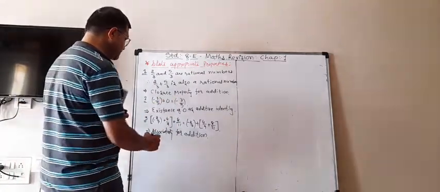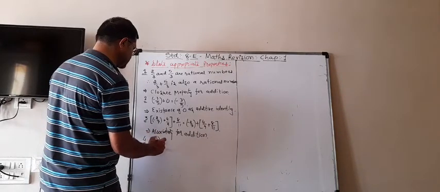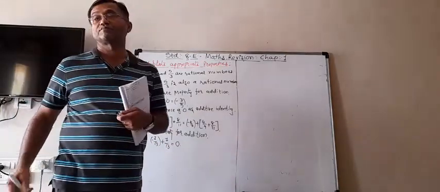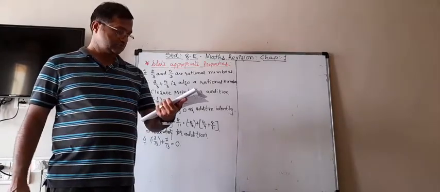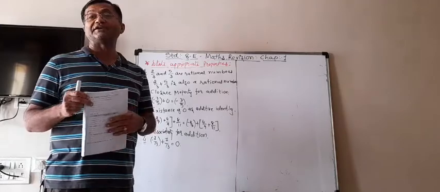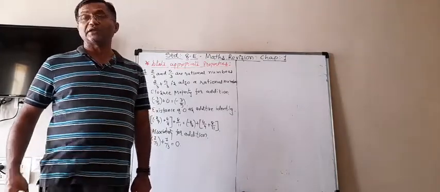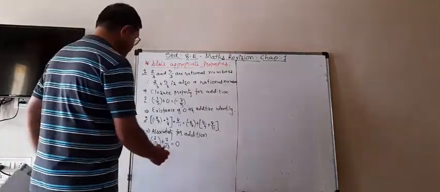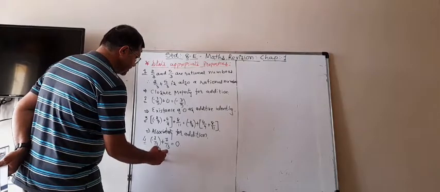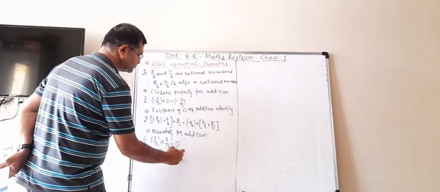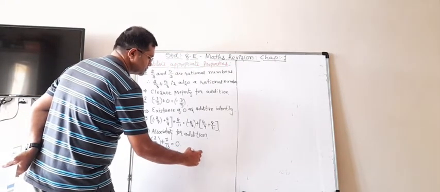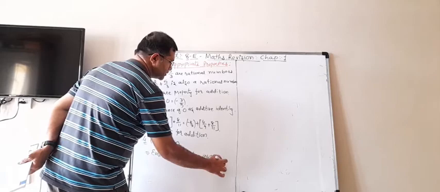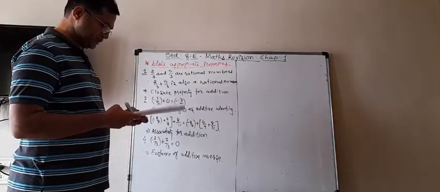Number 4, minus 7 upon 13 plus 7 upon 13 is equal to 0. We know that this is the existence of additive inverse, because when we add a number and its additive inverse, the answer is 0. It means that it is the existence of additive inverse.